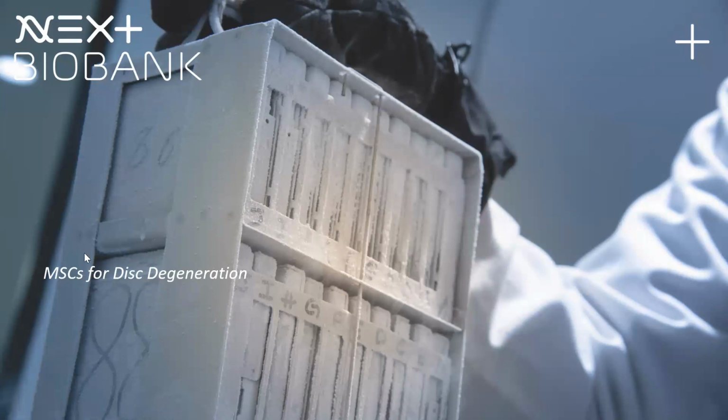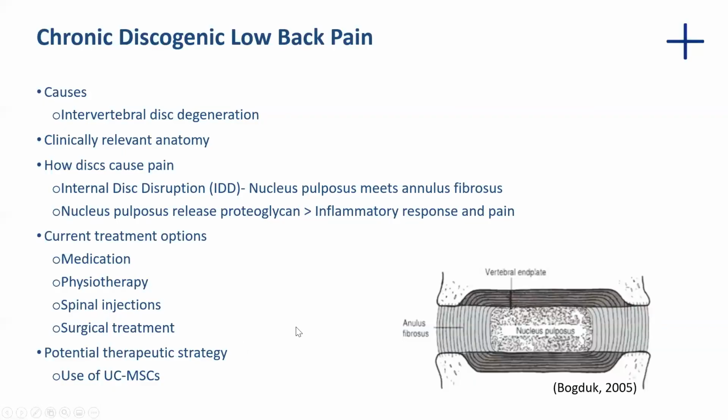Thank you very much, Carola. And so now we move on to discussing the actual clinical application of these mesenchymal stem cells. And the first half of my part of the presentation, I'll be discussing the use of mesenchymal cells in disc degeneration. So an example of degenerative disease in which mesenchymal stem cells can be used as a therapy is your chronic discogenic low back pain.